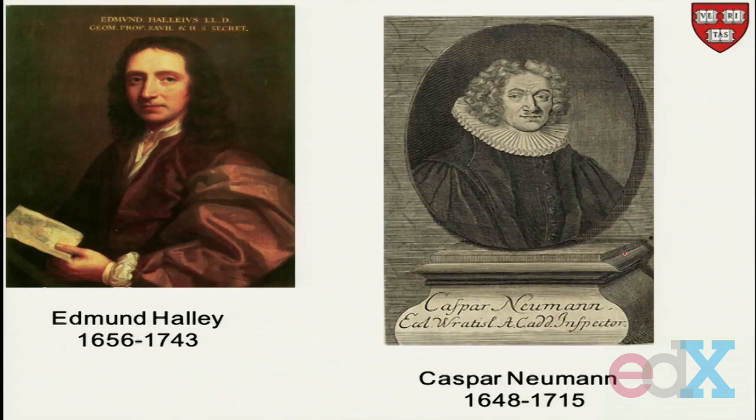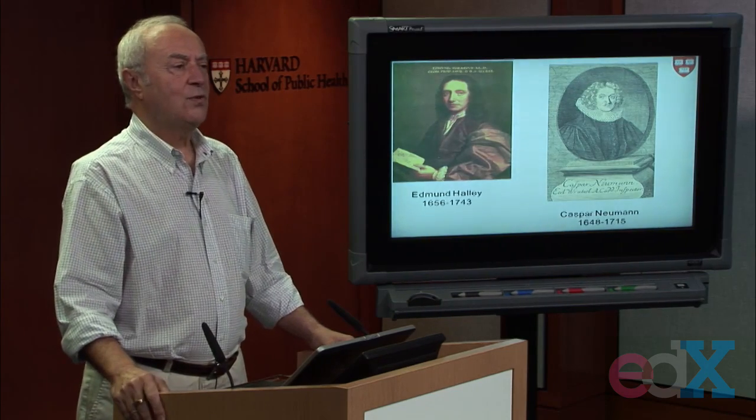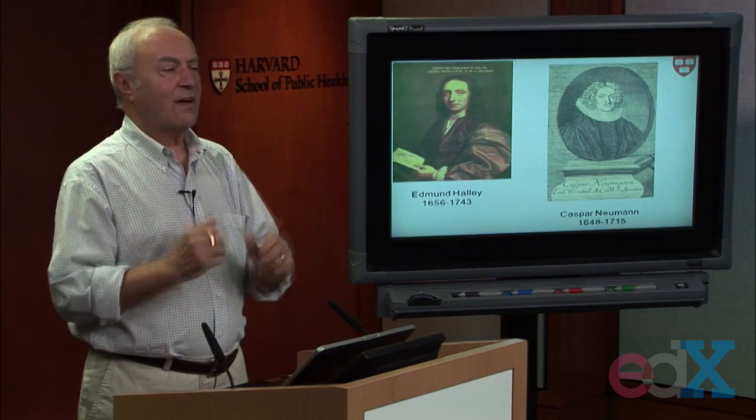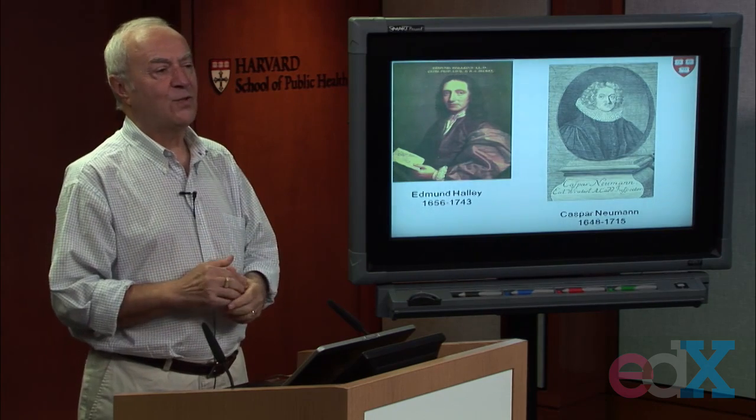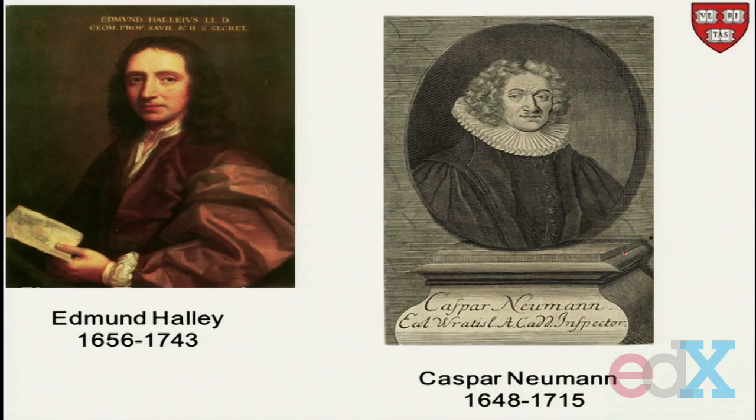He of comet fame. He actually wrote 2 papers in statistical methods, probability, whatever you want to call it, at the end of the 17th century. He was approached to tackle this problem of how to construct these curves. And the reason he was approached is that somebody by the name of Caspar Neumann had been collecting some fascinating data.